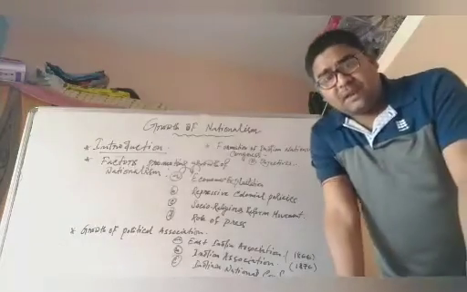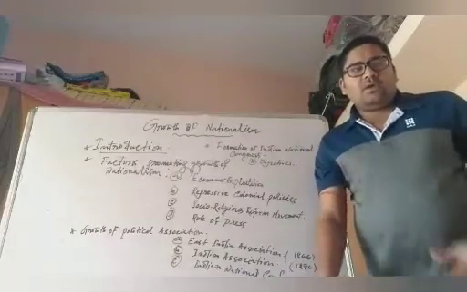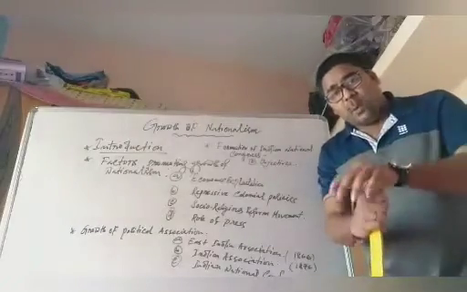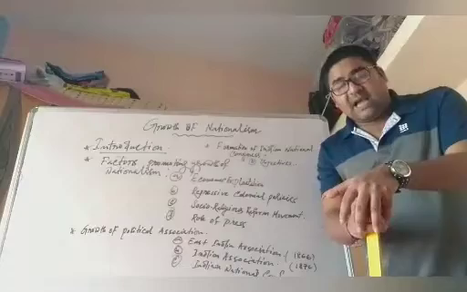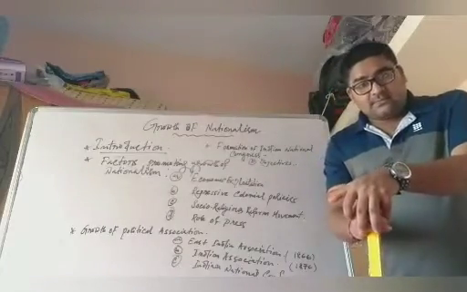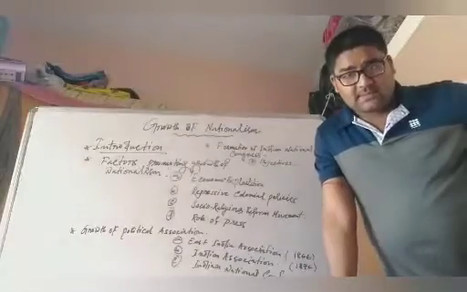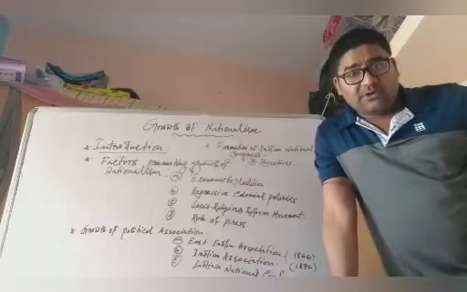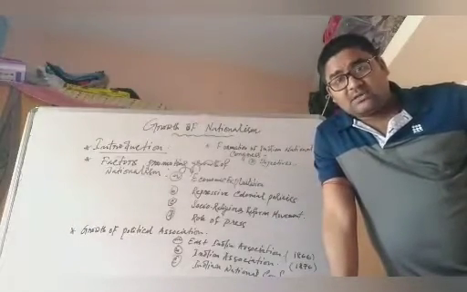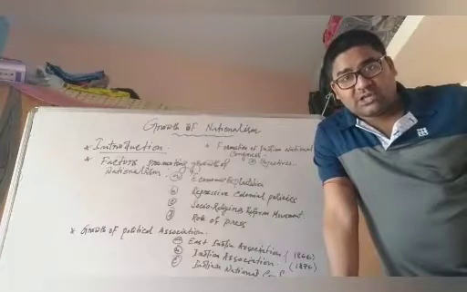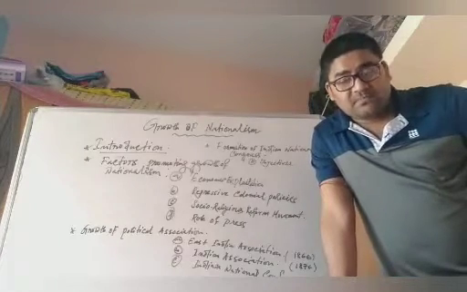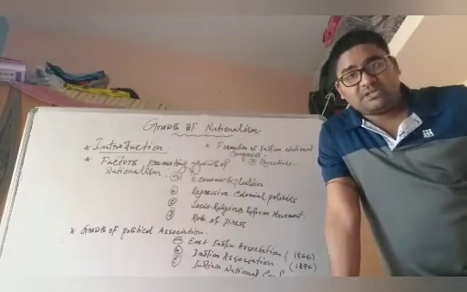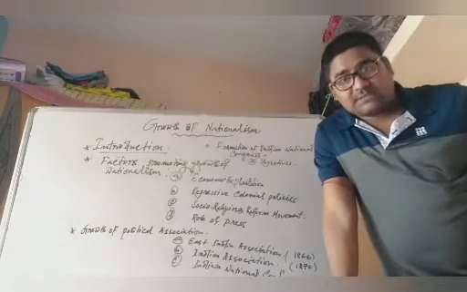Number two, in 1878, Lord Lytton passed two acts. One, the Vernacular Press Act, and another, the Indian Arms Act. So what was the Vernacular Press Act? According to the Vernacular Press Act, the vernacular press was forbidden to publish anything that might cause excitement among Indians against the British. And if the vernacular press published such things, then the British would take action against such press.